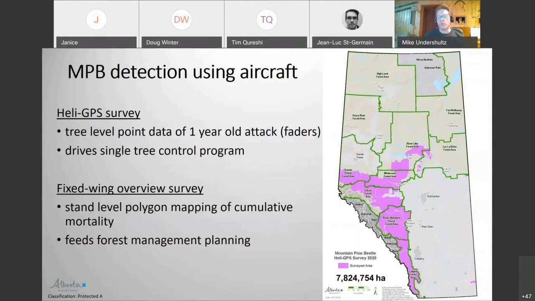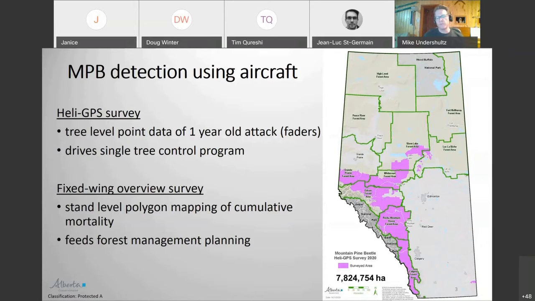Currently, the status quo with our manual, non-remote sensing detection, generally speaking, we have 2 types that we use. One we term a heli GPS survey. This is what a lot of aerial surveyors would characterize as a detailed survey. So we're actually looking at point level data, where the helicopter is hovering over at a relatively low level and getting a GPS location of a point and then giving a number of infested trees at that location. And that information is driving our single tree control program annually. So this is something that we do every year while we're in the business of controlling mountain pine beetle.